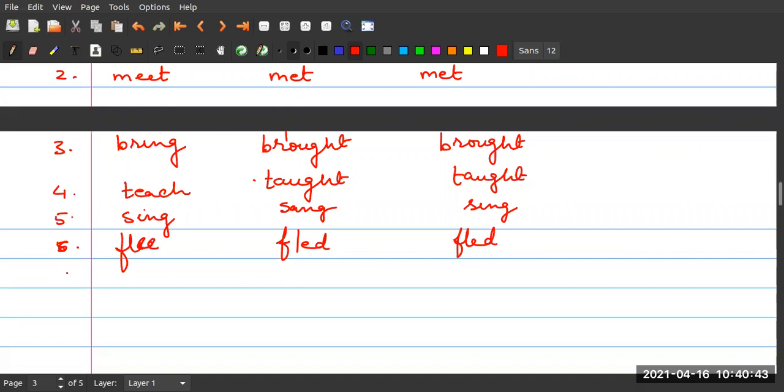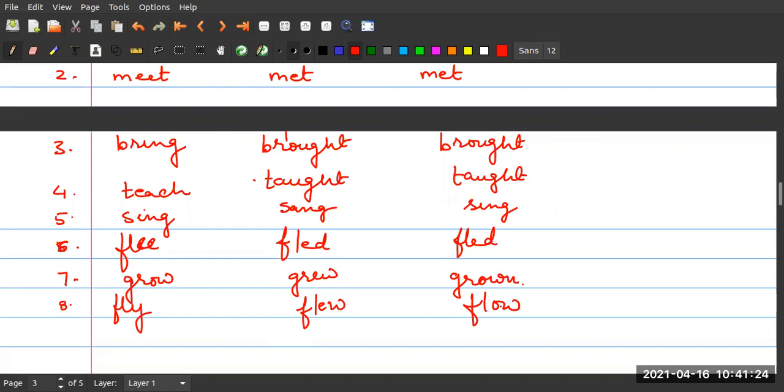Then grow. What is the grow, grew, grown? Grew, grown. Yes, very good. Then fly. Fly ka batao. Akansha. Flew, flown. Yes. Fly, flew, flown.